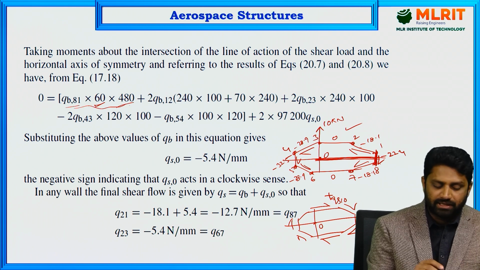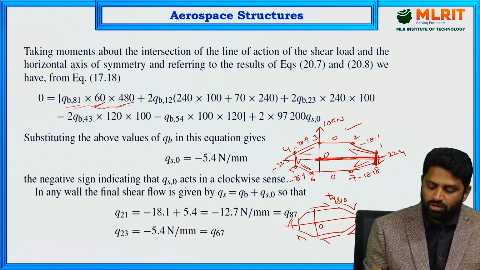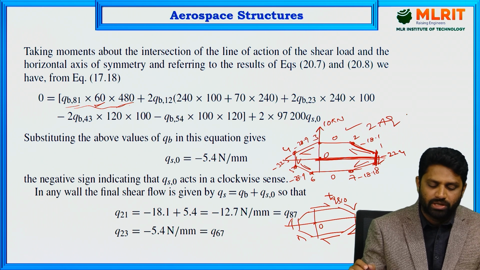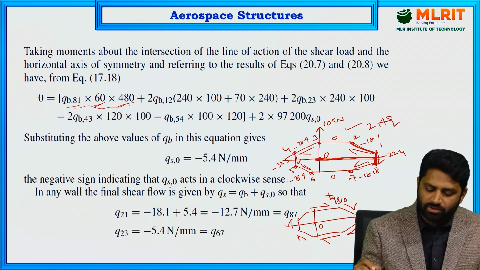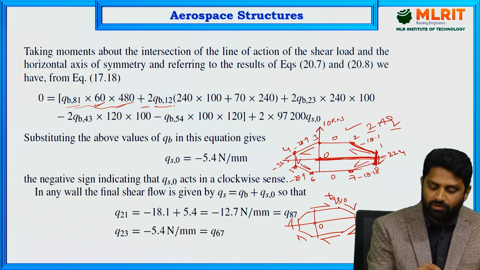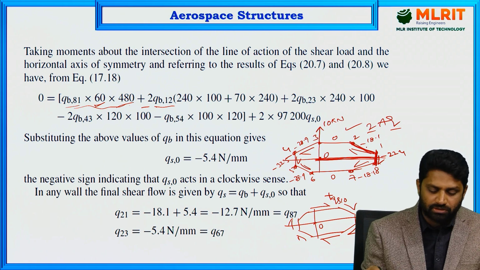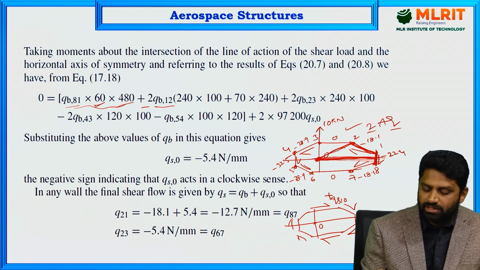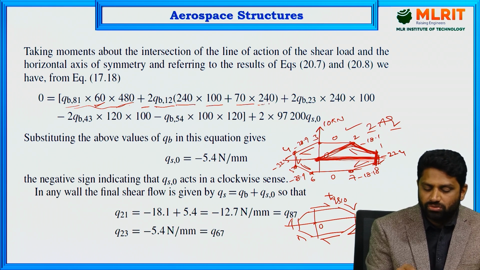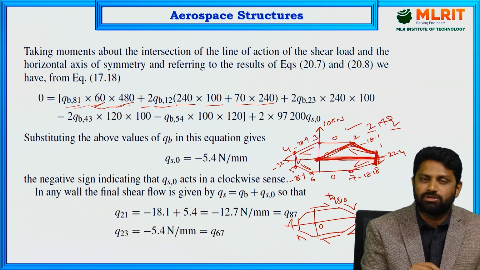Similarly for the next one, for 1-2, I am going to apply the formula 2AQ, that is 2 into area into Q, the torsional moment. So 2 is the 2, and Q is QB12. Since I am going to calculate the moment about point O, I have to join like this and calculate this area. From simple geometry you can calculate it, and it gives 240 into 100 plus 70 into 240. You can get that area from the geometry of the diagram.